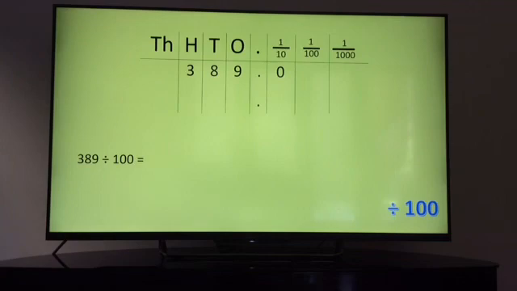So 0 tenths moves 2 places across to become 0 thousandths. The 9 moves 2 places across to become 9 hundredths. The 8 moves across to become 8 tenths. The 3 moves across to become 3 ones. 389 divided by 100 is 3.890, or we can say 3.89.